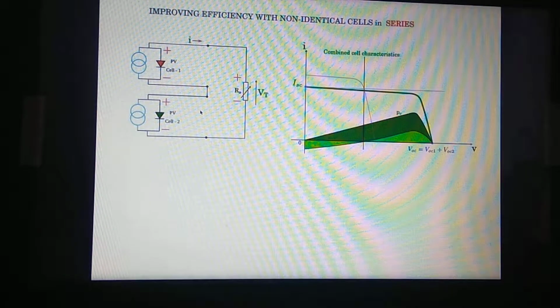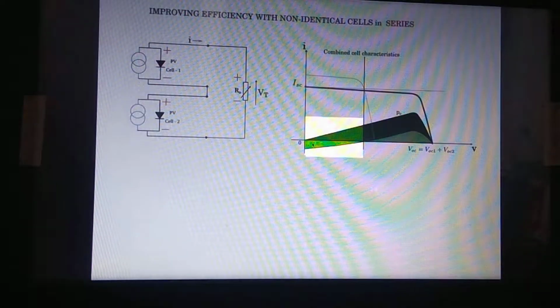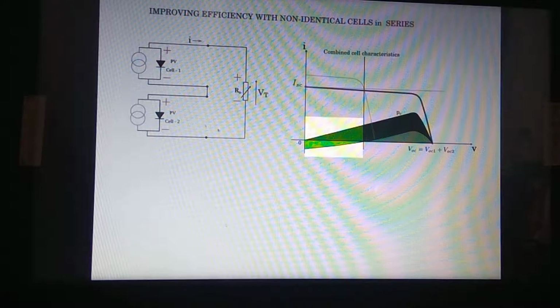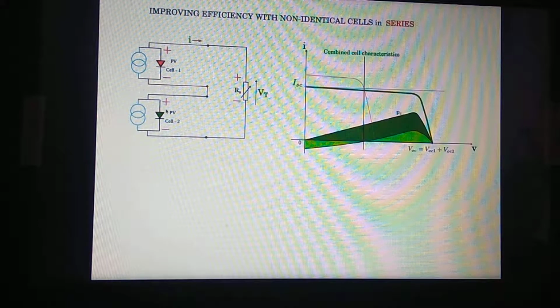Now, if one of the cells is partially shaded, we see that during a portion of the IV characteristic of the combined cell, one of the cells, PV cell 2 here for this example, shows negative power, indicating that PV cell 2 is acting like a sink. Under that condition, this plus minus polarity will get reversed like this. So now PV cell 2 is acting like a sink. PV cell 1 alone is a source.